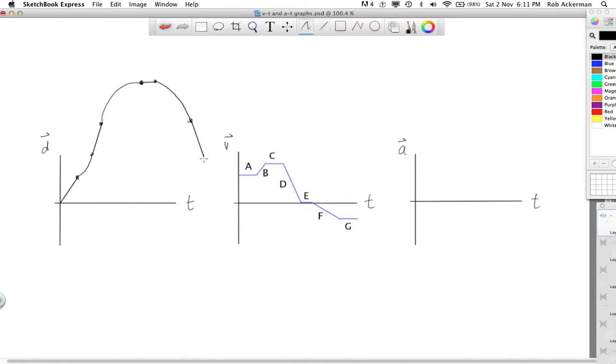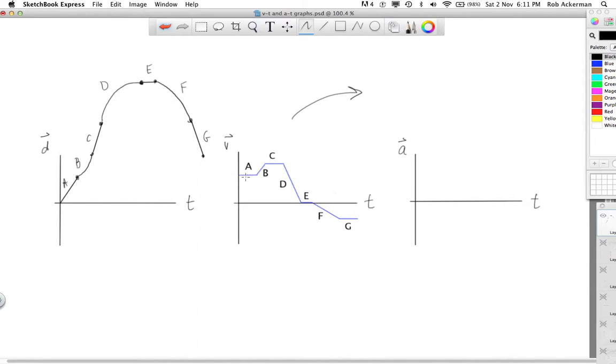And these are your intervals, A, B, C, D, E, F, and G. Okay? So we've sketched the position graph based on the shape of the velocity graph. No numbers involved, just shapes. How would you do the acceleration graph? Usually this is a bit easier. So now make this transition.